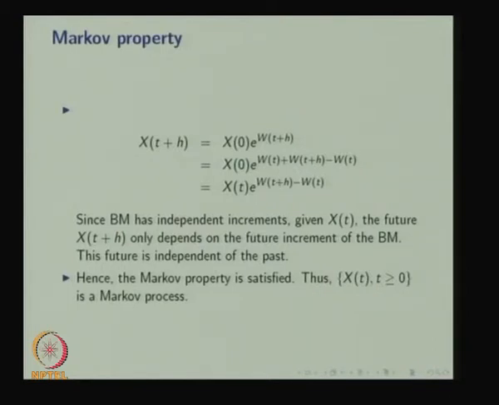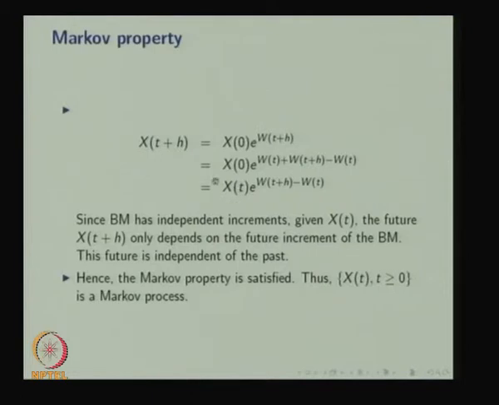We already know that the Brownian motion or Wiener process satisfies the Markov property, and also the increments are independent, along with increments being stationary. Here we are going to use that the increments are independent. That means since the Brownian motion has independent increments, given X_t, the future X_{t+h} only depends on the future increments of the Brownian motion.